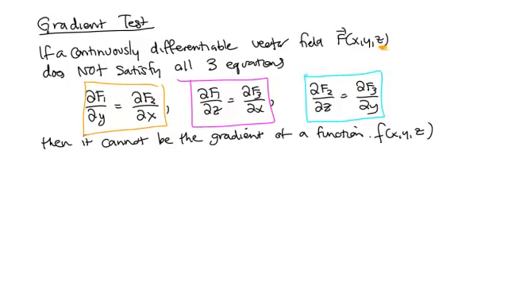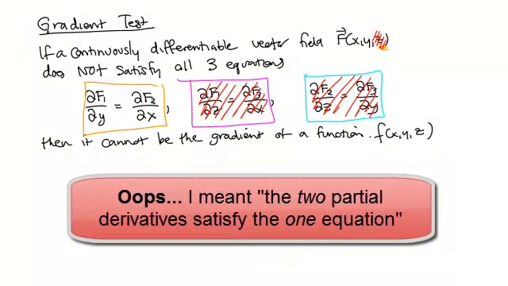If you had a function of two variables, then simply strike out all of the references to the variable z. So for a function of two variables, unless it satisfies the equation ∂f1/∂y = ∂f2/∂x, it cannot be the gradient of a function.